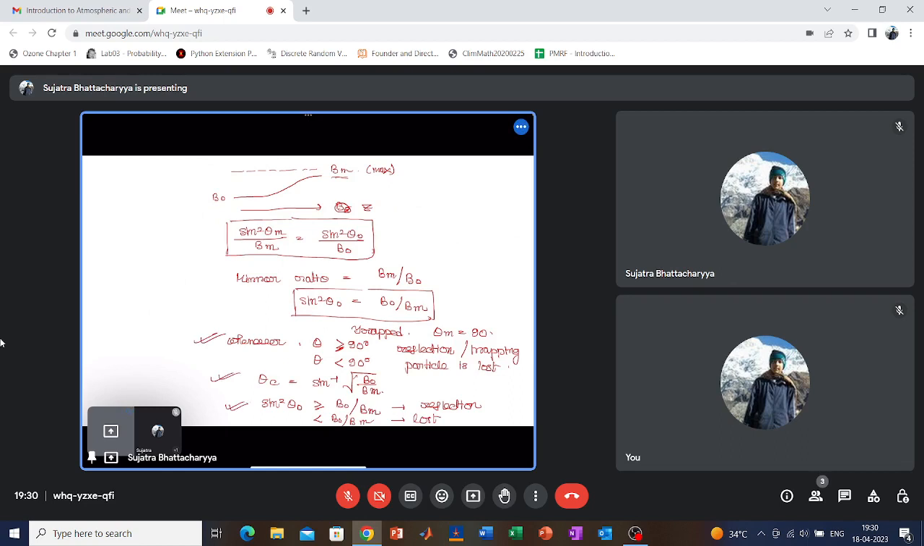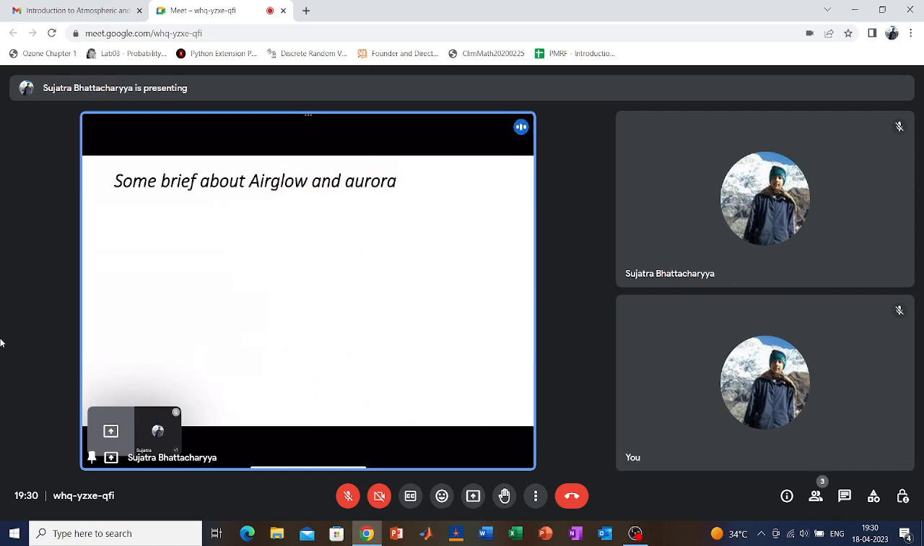Okay, so these are the magnetic mirroring concepts. I will give some brief introduction about the aurora and air glow that will help to solve certain questions, and after that we will do some 4-5 easy numericals and end up today's class. So I will write certain points which will be helpful to understand.